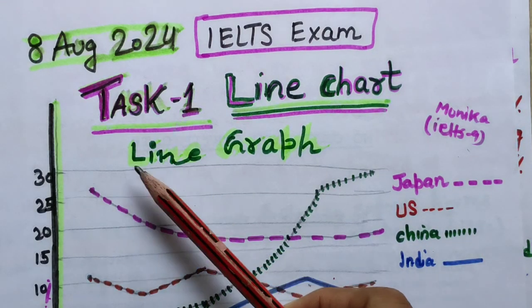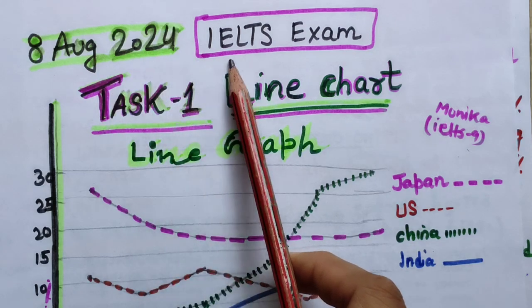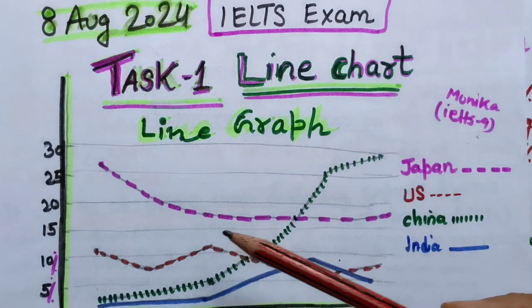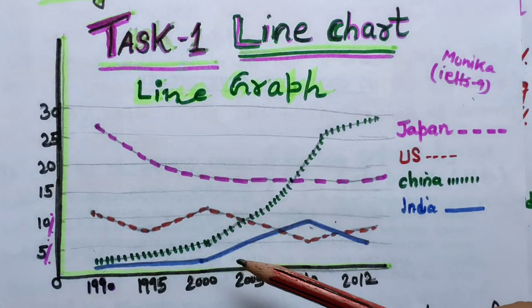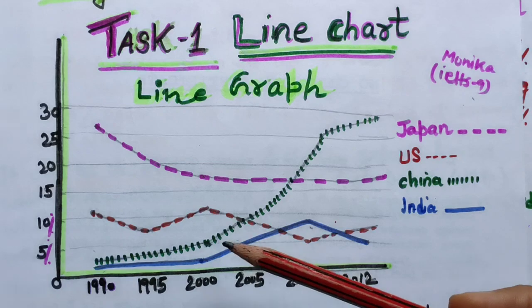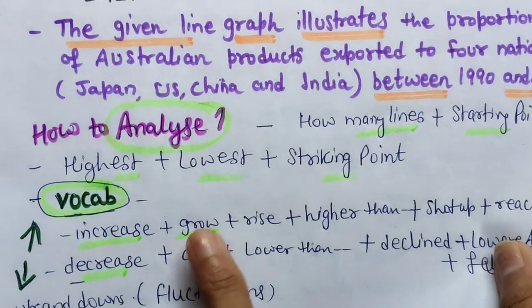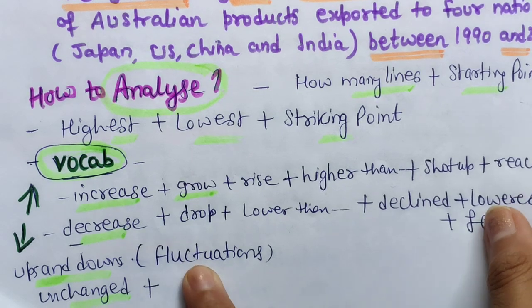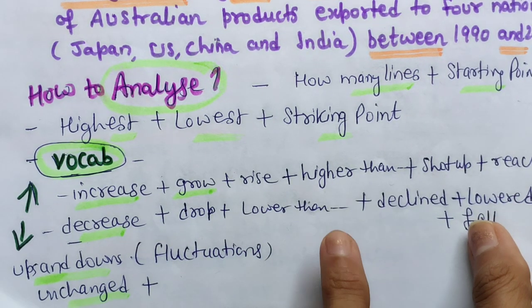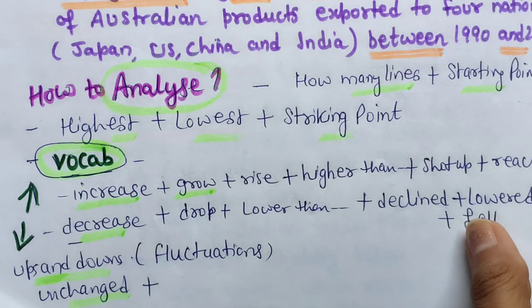So as you can see, line graph. That was part of the 8th August 2024 IELTS exam held just recently. You can see 4 line graphs are there. How to write, how to analyze this graph, and what vocabulary words we will be using for this. Apart from these vocabulary words, I will be showing you different kinds of vocabulary words that nobody is going to tell you.